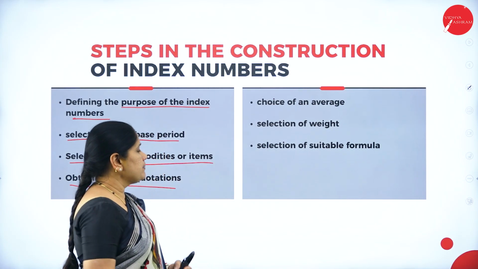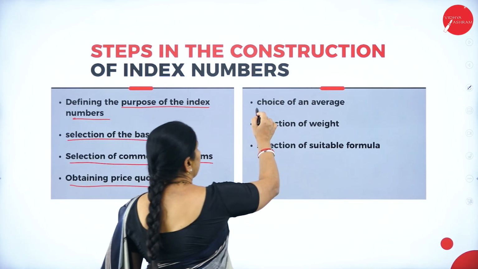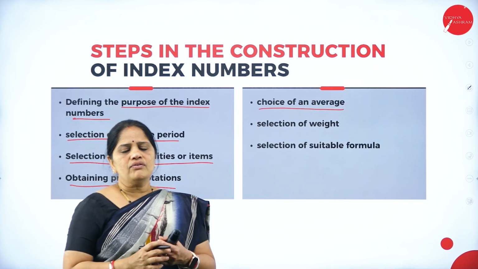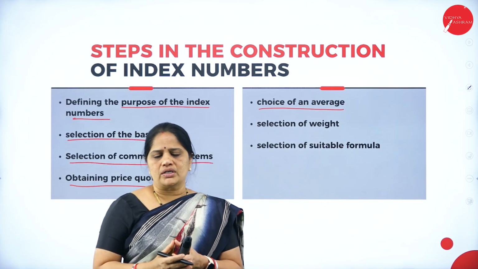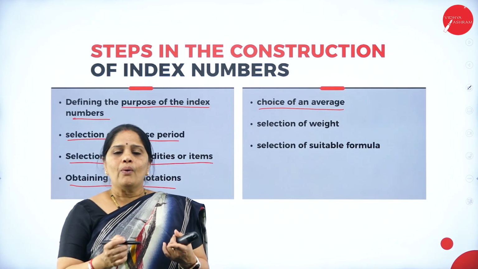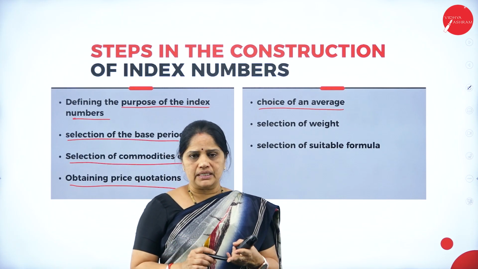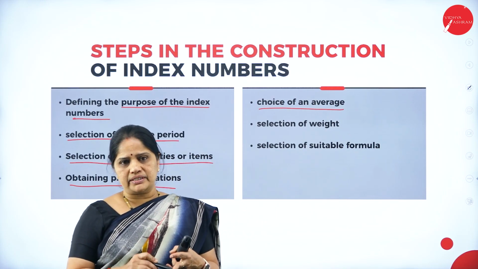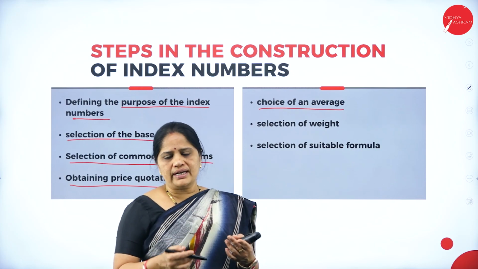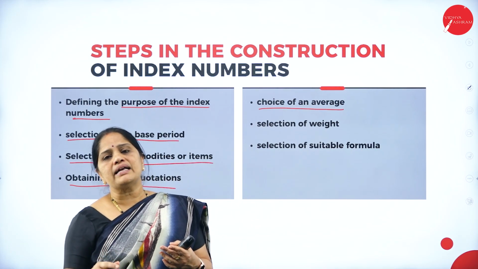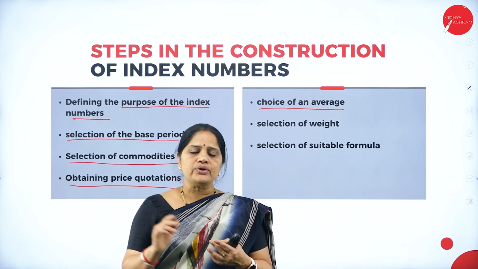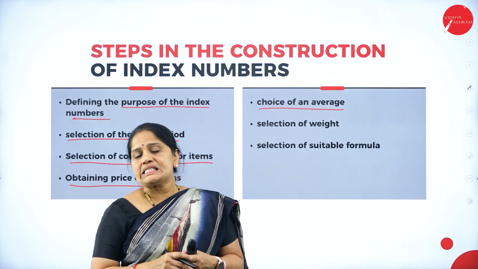Then the next step will be the choice of an average. Now, what is this choice of an average? What kind of an average do we want? In index numbers, we have two types: one is the simple aggregate method, and the second one is the weighted aggregate method. In the simple aggregate method, we just add up everything and divide the current year's prices by the base year's, into 100. We get the price index.